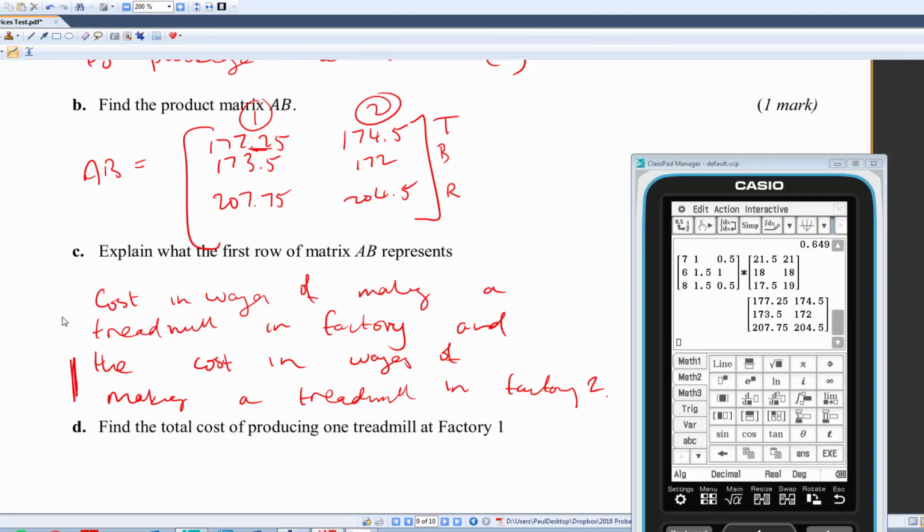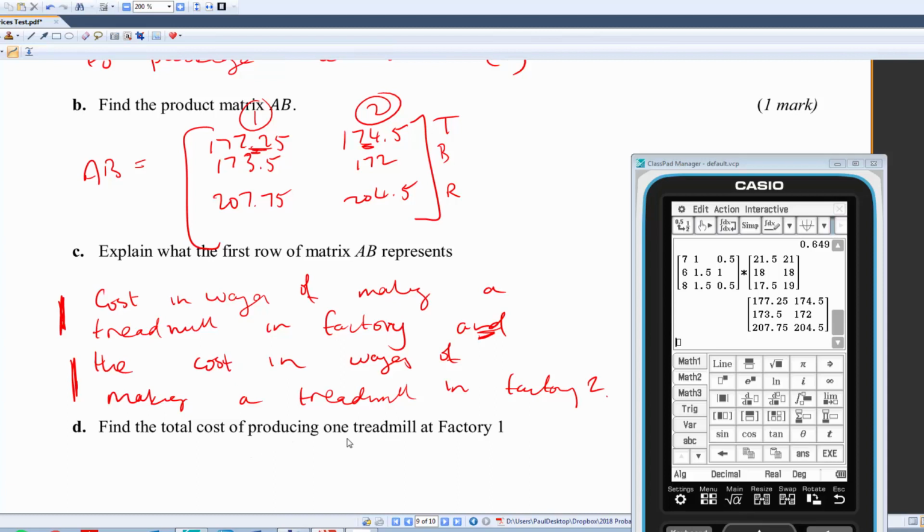Now it's important to have two separate statements here, or some kind of wording saying respectively, because if you say the cost in wages of making a treadmill in factory 1 and factory 2, you're assuming that factory 1 and factory 2 get added together, that word "and". So you need to actually write two separate statements, or say the cost of making a treadmill at factory 1 and factory 2 respectively. Very important that you treat these as two separate amounts rather than a total.